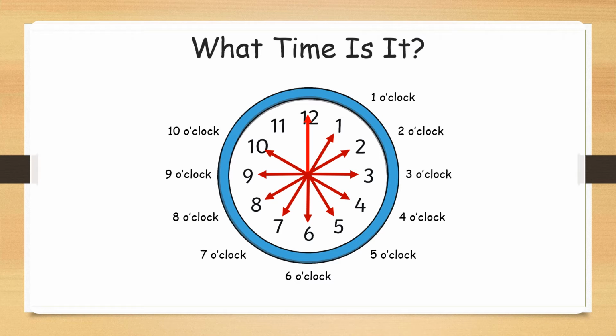If the minute hand is on 12 and the hour hand is on 11, we say 11 o'clock. And when the minute hand is on 12 and the hour hand on 12, we say 12 o'clock. That's it.